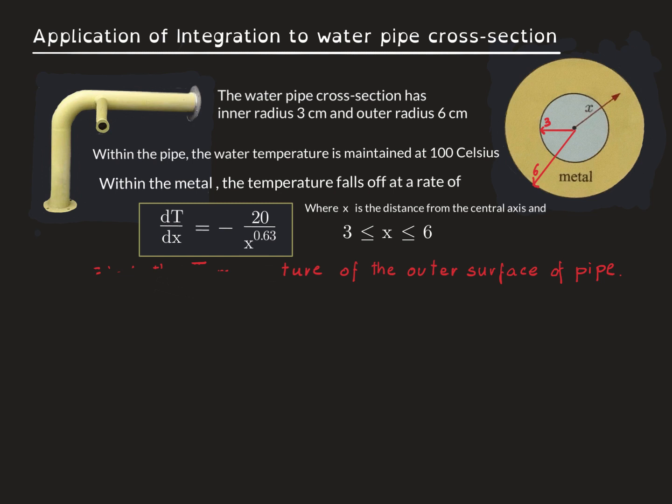Now, if we're given a temperature with respect to some distance, we can find the rate of change of that temperature with distance by simply differentiating it. Whereas if you want to find the temperature, we'll need to integrate. And at this stage, we want to find that temperature. So what we'll need to do is integrate this function above.